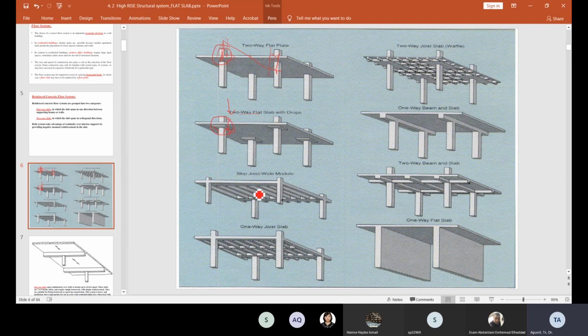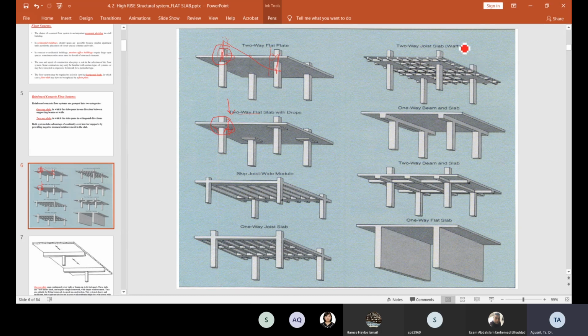Okay, the secondary beam also has the function to reduce the thickness of the slab. And then this is the skip joist and then the one-way joist slab. So you can see here it is one-way because of the dimension of the slab itself. The small slab is because the Ly over Lx is bigger than 2. Okay, so this is for one-way.